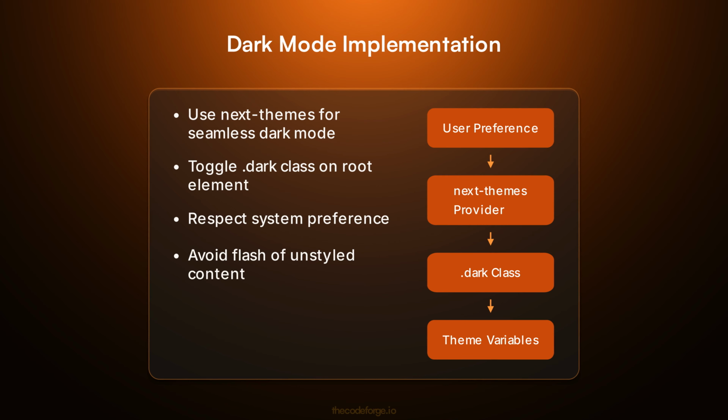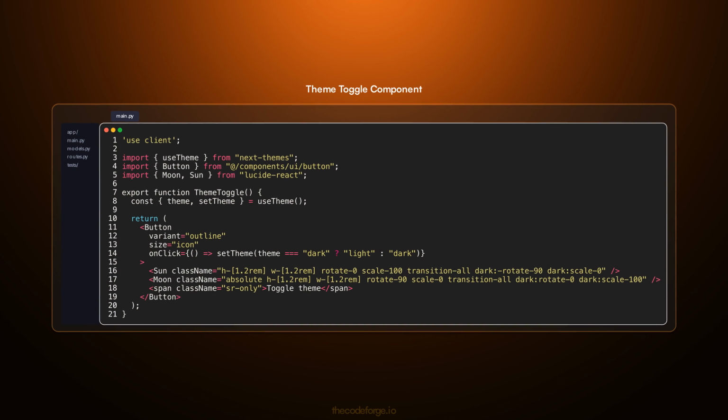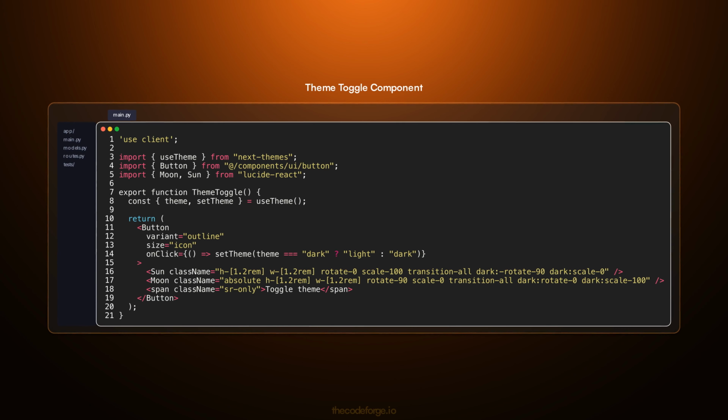Use the Next Themes library to handle theme toggling and persistence, including system preference detection. This toggle button switches between light and dark themes. The icons animate with Tailwind's dark variants.